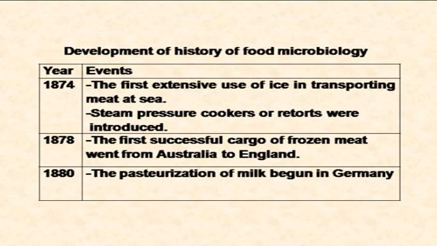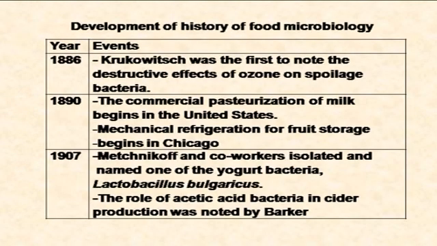In the year 1880, the pasteurization of milk began in Germany. In the year 1886, Krukowitz was the first to note the destructive effects of ozone on spoilage bacteria. In the year 1890, the commercial pasteurization of milk began in the United States, and mechanical refrigeration for fruit storage began in Chicago. In 1907, Metchnikoff and co-workers isolated and named one of the yogurt bacteria Lactobacillus bulgaricus.